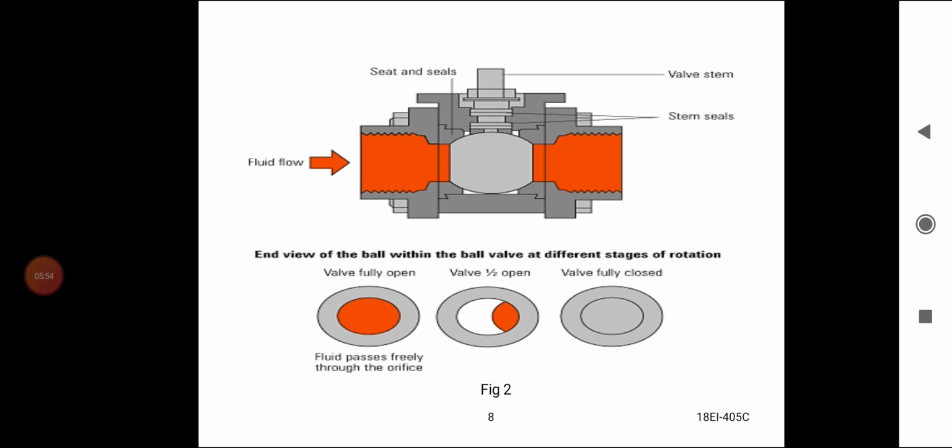The end view of the ball within the ball valve at different stages of rotation. Valve fully open, the fluid passes freely through the orifice. When it is half open, only half of the fluid can pass. Valve fully closed, so no fluid passes through the valve.